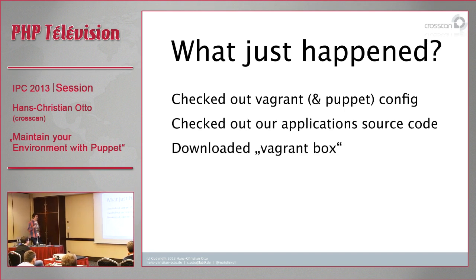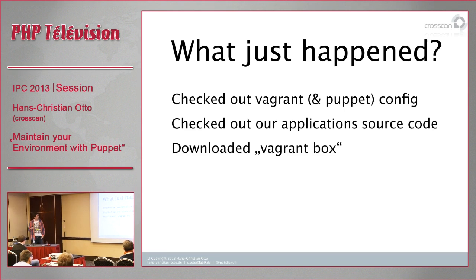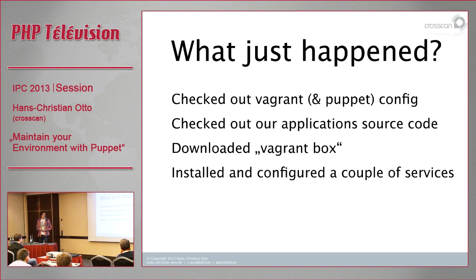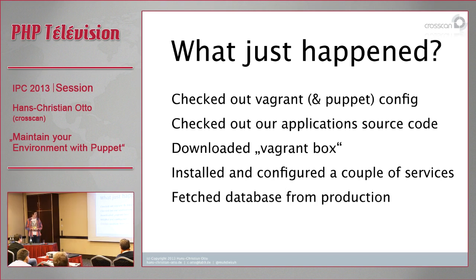Then we did vagrant up, and that downloaded a so-called Vagrant box. A Vagrant box is kind of a template for virtual machines within Vagrant. So it's, in our case, just an empty Ubuntu, I don't know the latest LTS version, but it's something like that. And it just downloads it and puts it somewhere, and then it creates a new virtual machine out of this template, and installed and configured a couple of services there, fetched a part of our production database, and then the developer was able to use his machine, which is totally awesome from my point of view.